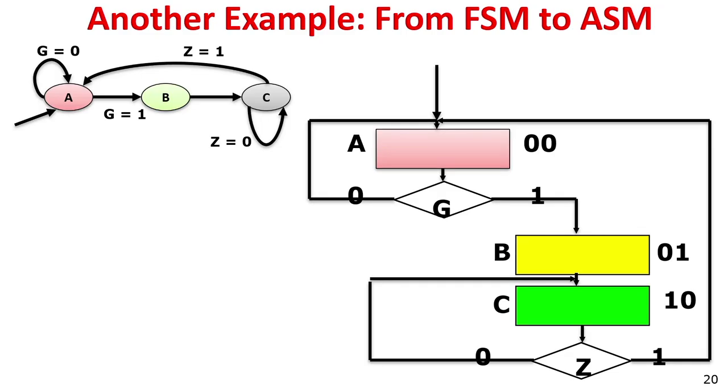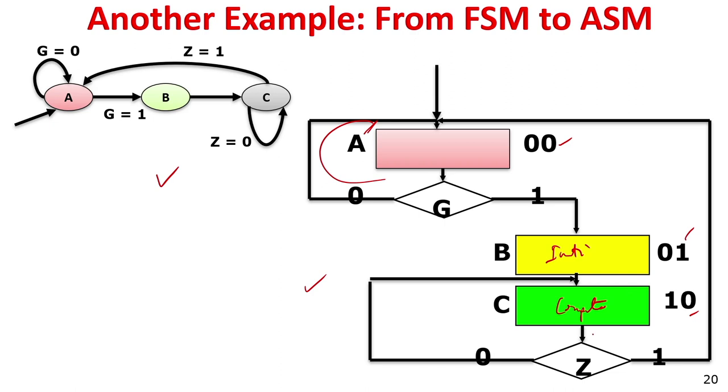And this is the ASM for that. If you look, there are clearly 3 states, okay. The states are 00, 01 and 10. Whenever g is equal to 0, it stays in the idle state, and whenever g is equal to 1, this is the init state, initialize, and this is compute 1, okay.